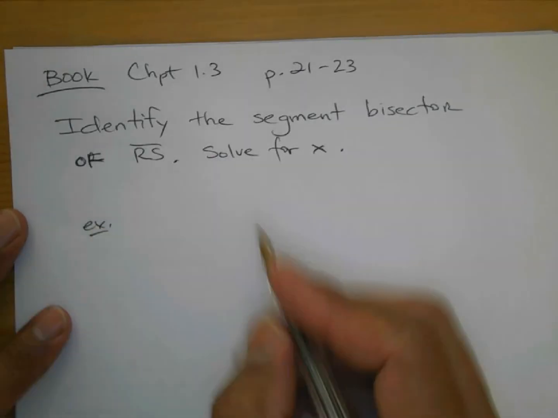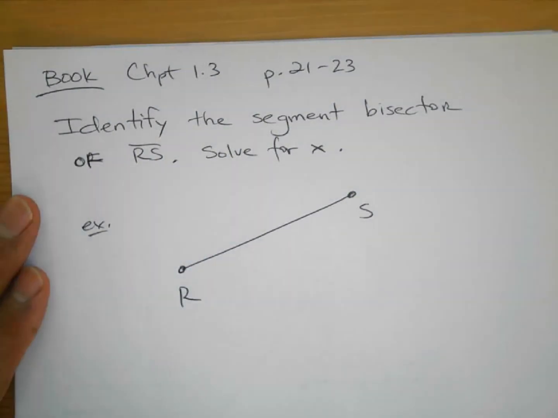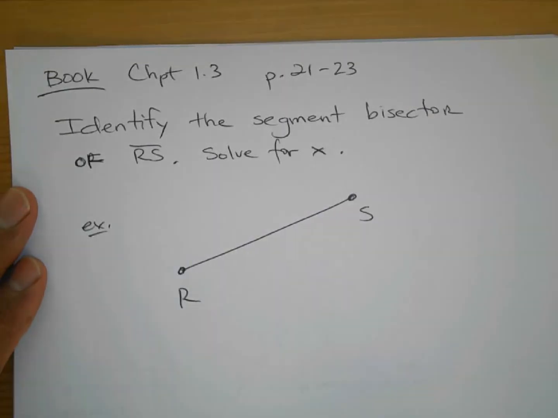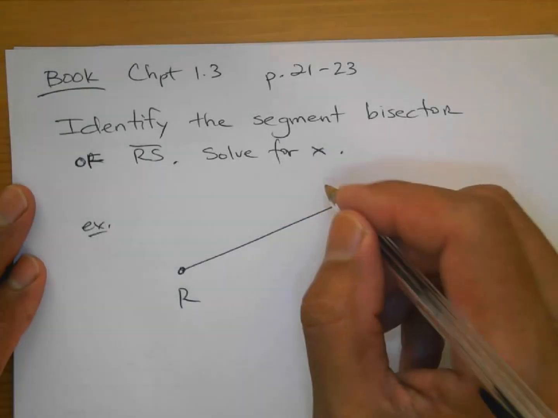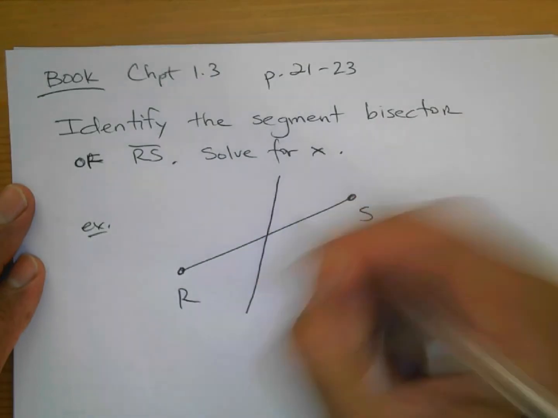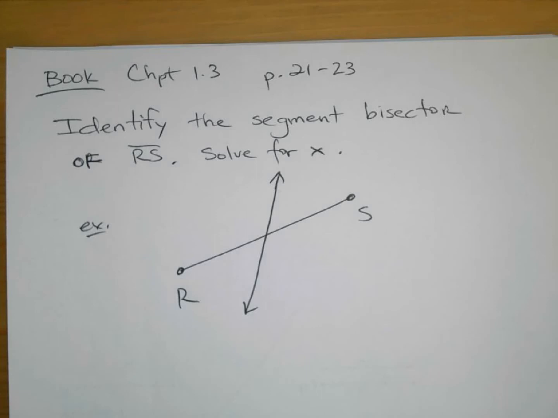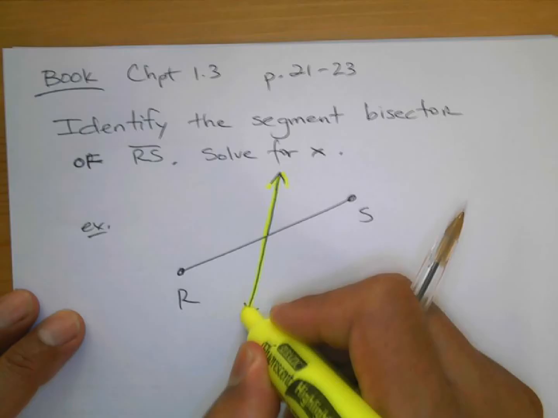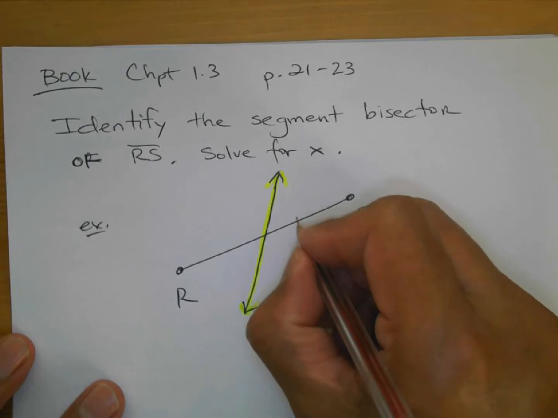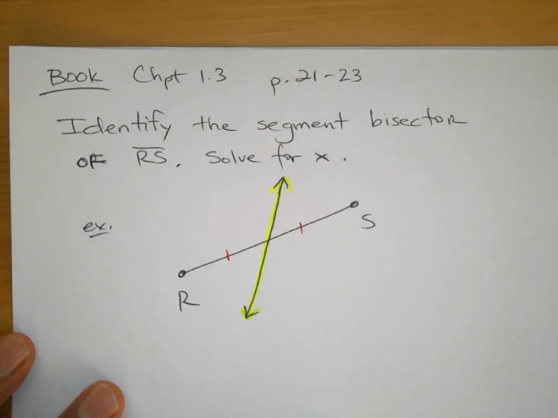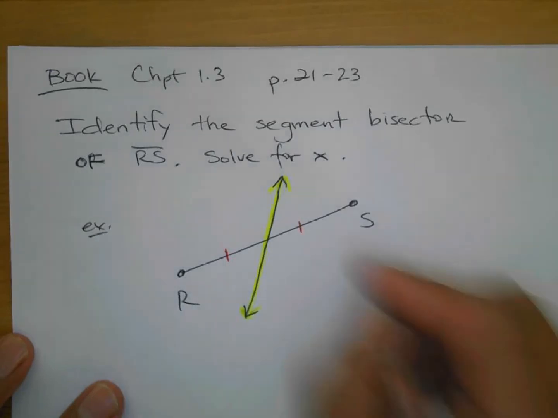So here's an example problem. What if you have something like this? Here's my RS. Let me write this in a different color here. Even though it doesn't tell you that it's the segment bisector, you'll see these little congruent signs. That definitely tells you that this line is bisecting this one, because you're seeing the little congruent signs. And let me call this line T.